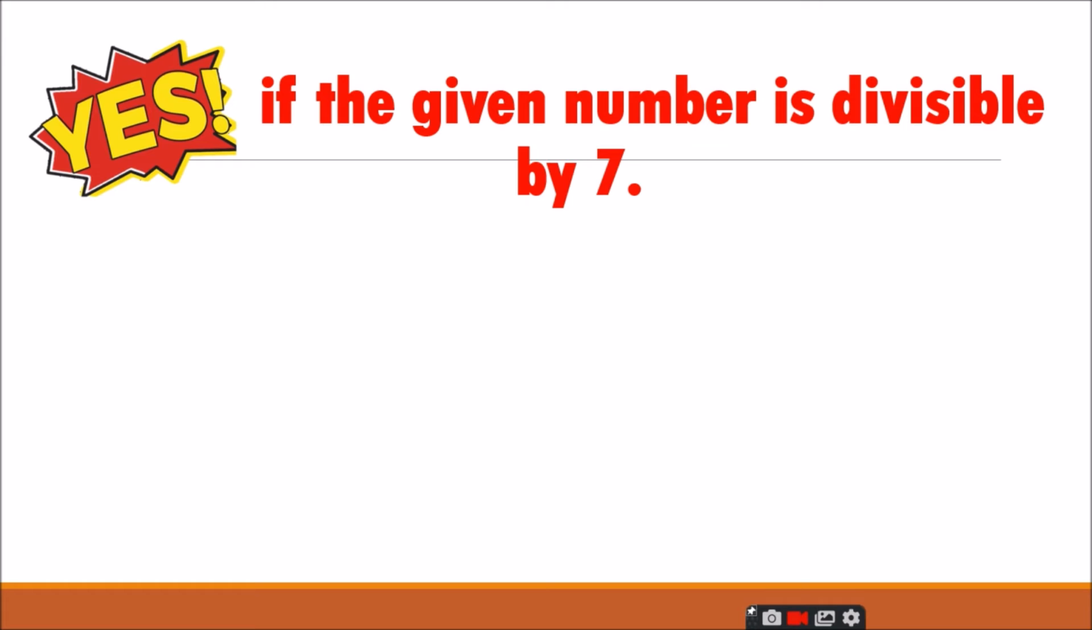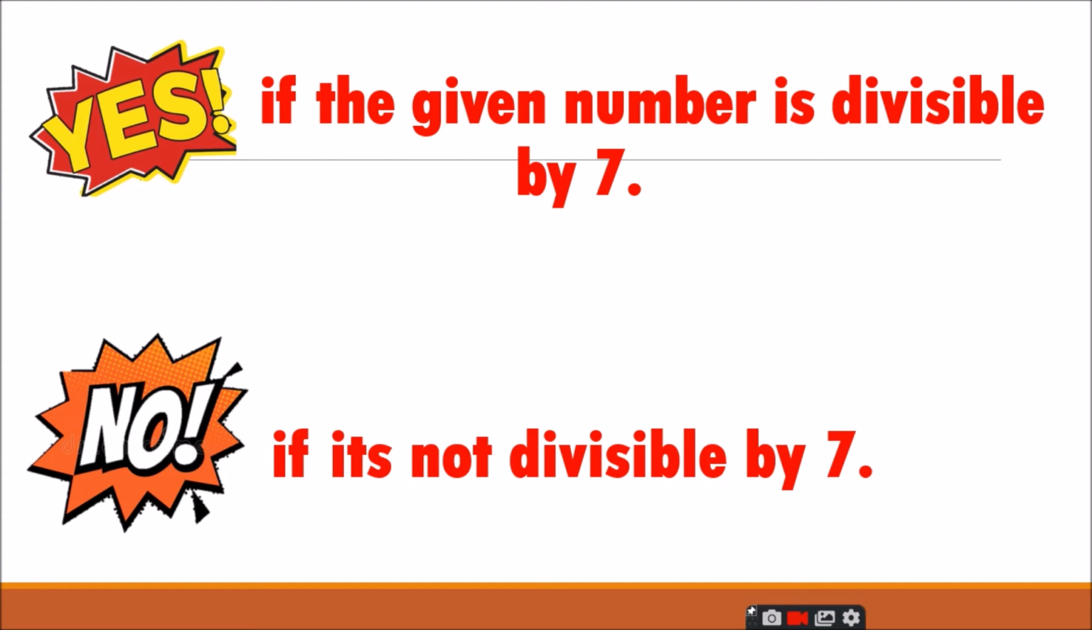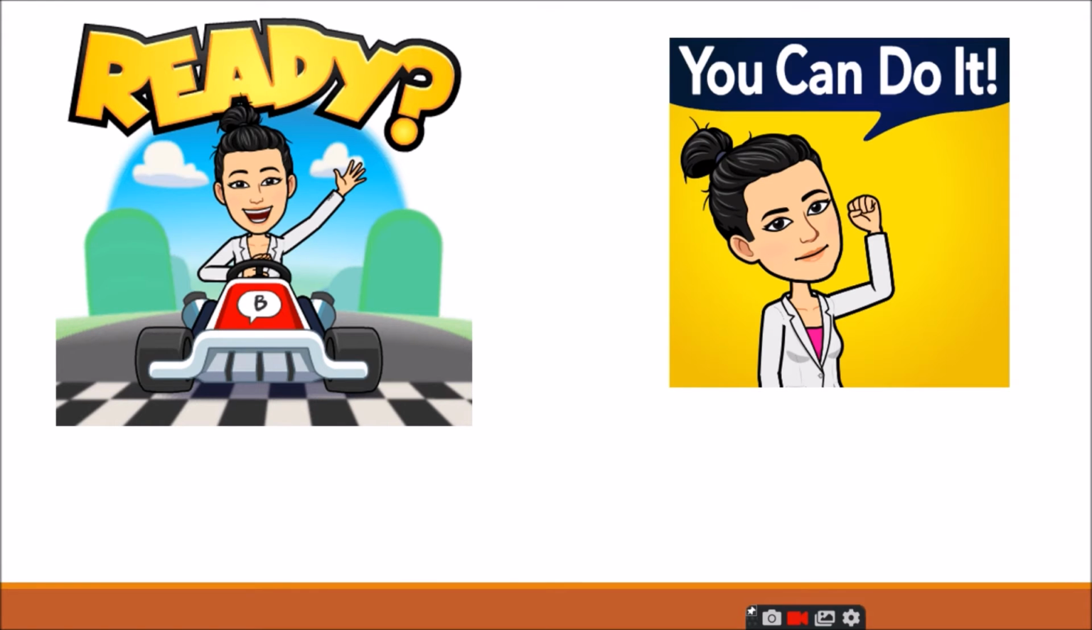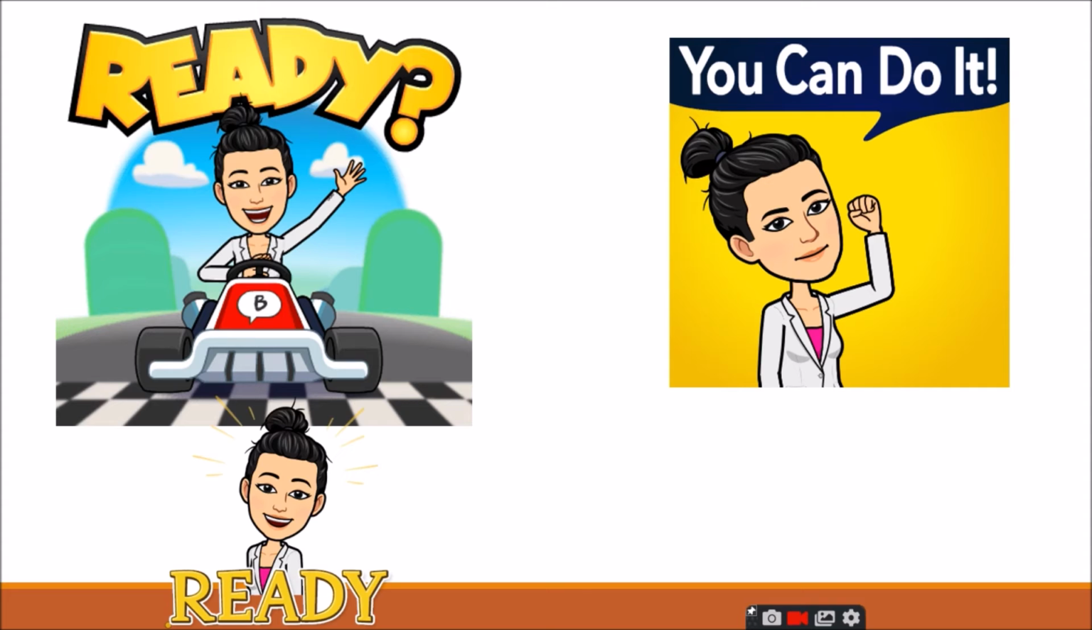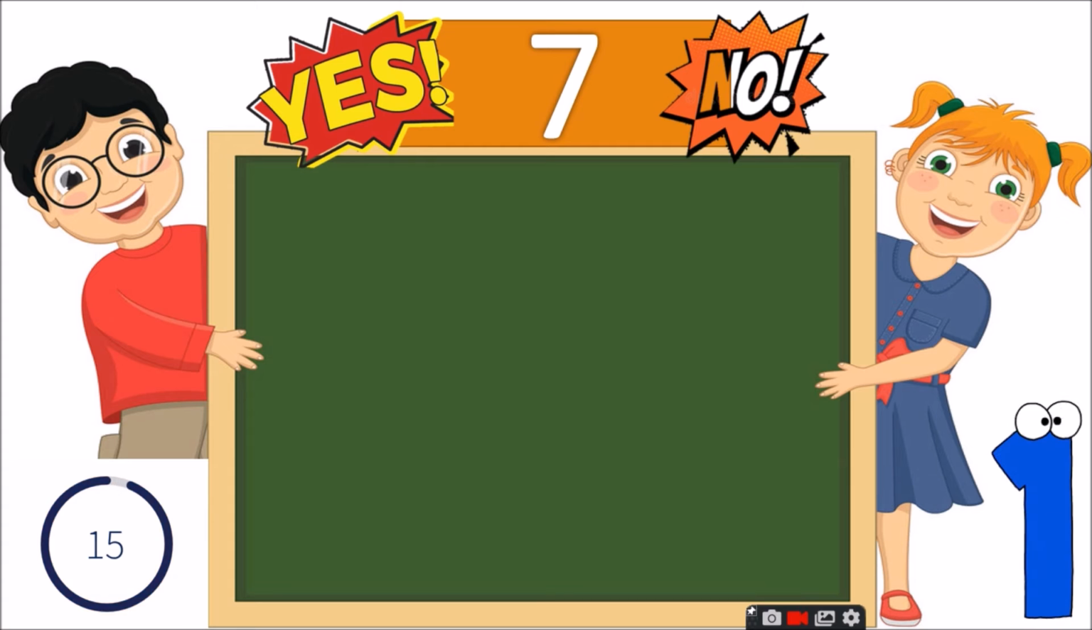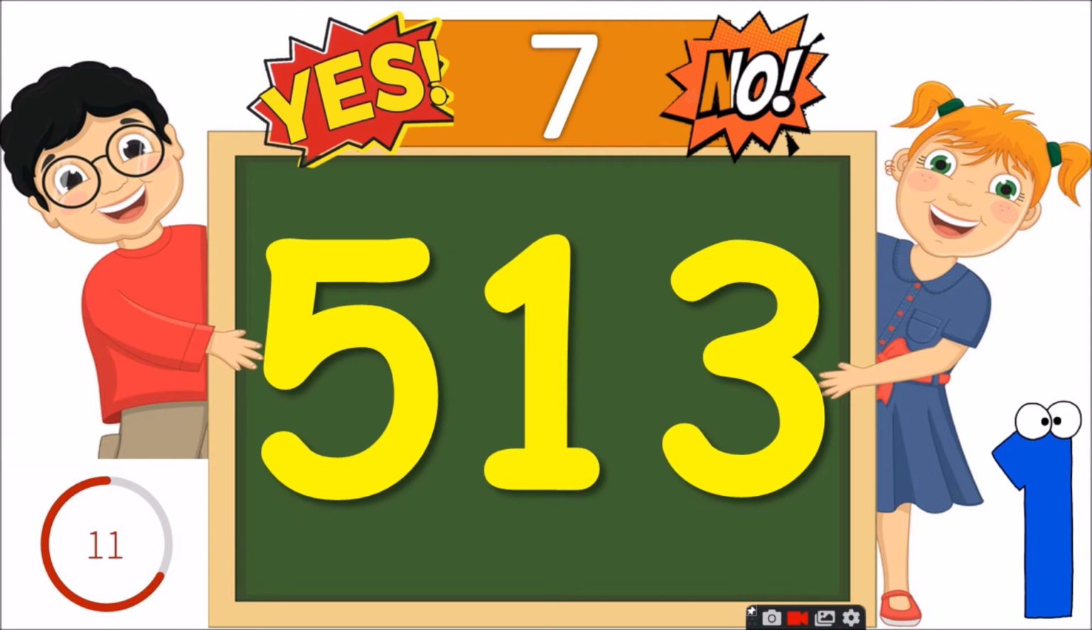Okay, let's have the activity. Yes, if the given number is divisible by 7. No, if it's not divisible by 7. 15 seconds to do the activity. Ready? You can do it. Ready, set, and go. Number 1. Is it divisible by 7? Yes or no?